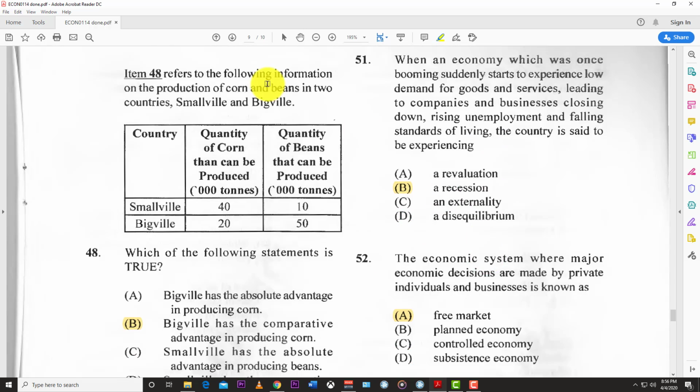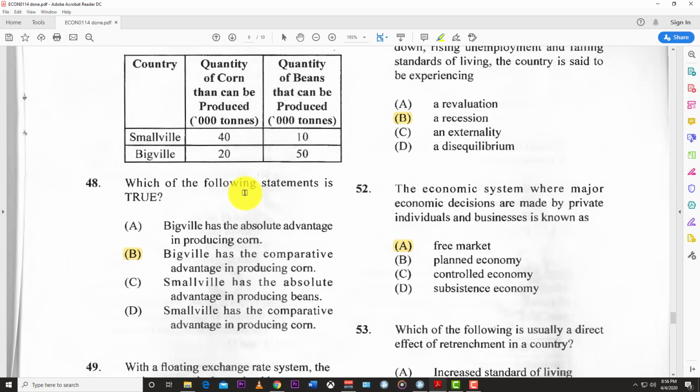48 refers to the following information. You have quantity of corn, quantity of beans. Which of the following statements is true? And the best answer here is Bigville has a comparative advantage in producing corn. Because to produce corn, Smallville has to give up 4 beans, whereas Bigville only has to give up 0.4 beans. So they have comparative advantage in producing corn.